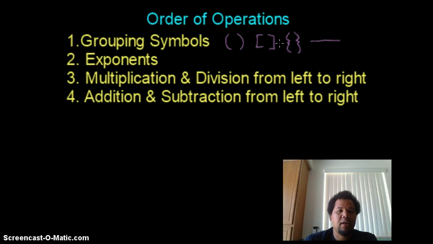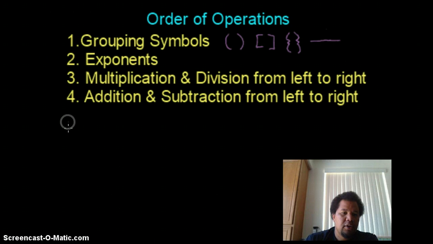You do any operations inside of those first, then you move on to the exponents, then you do multiplication and division from left to right. This is where some students forget that multiplication doesn't always come first. It depends. If there's both multiplication and division in the problem, you work from left to right. So sometimes division can come first and then multiplication, depending on what's on the left. And the same with addition and subtraction. Whichever operation is on the left is the one that you will do first. So let's go ahead and get into a couple examples right here.